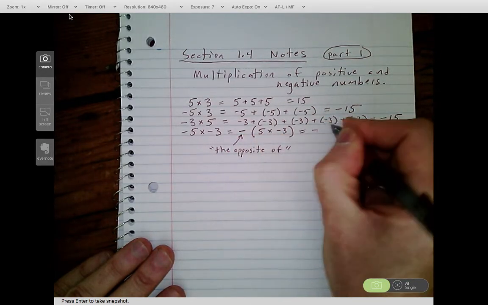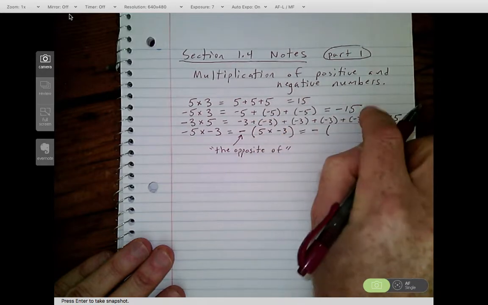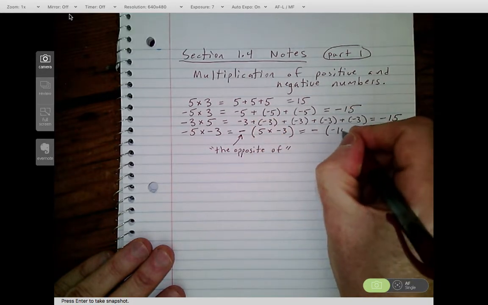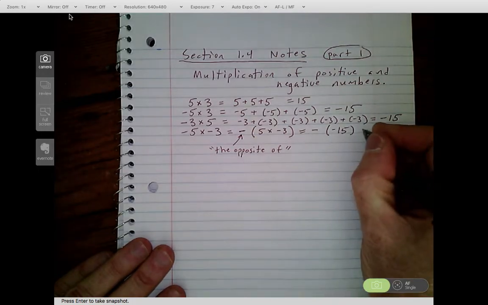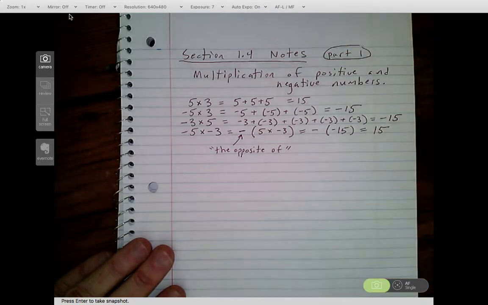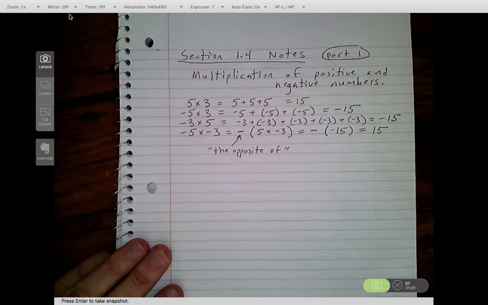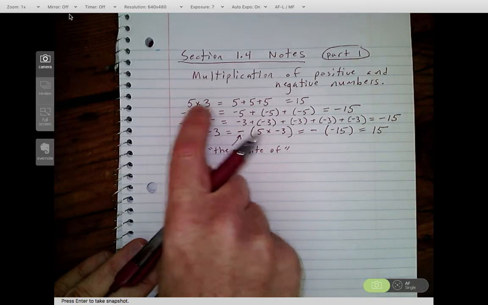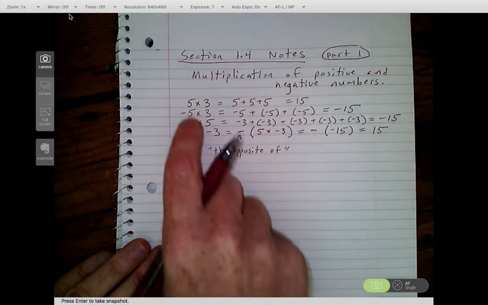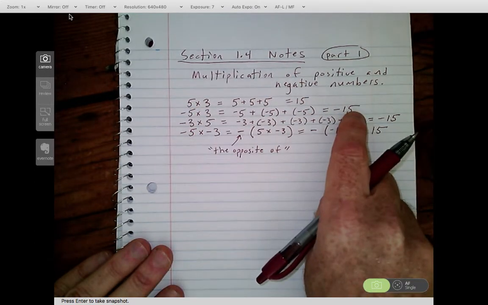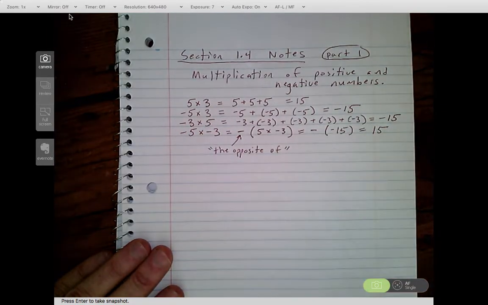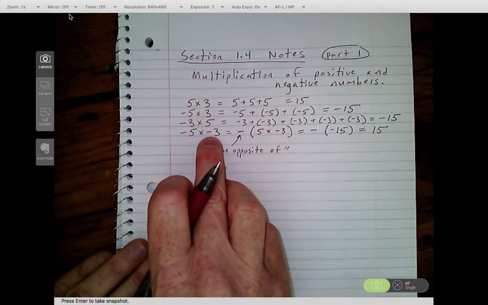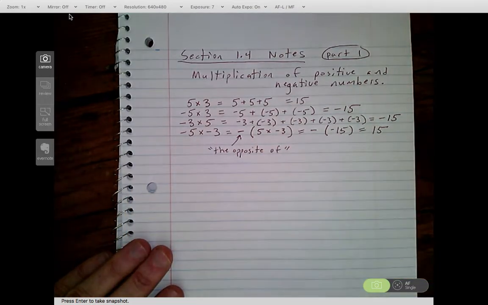So this is the opposite of, when we do this, like we see here, negative 15. And what is the opposite of negative 15? Well, that is positive 15. Okay, so when we're doing these, I think you'll see the pattern here. Positive times a positive is a positive. A negative times a positive is a negative. Here we got a negative times a positive also is a negative. And a negative times a negative, this is the weird one, is a positive.